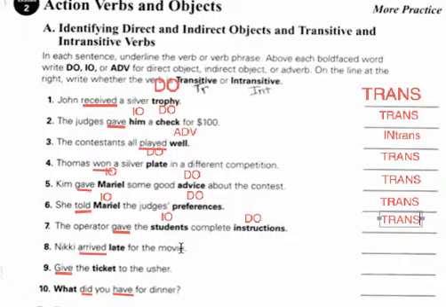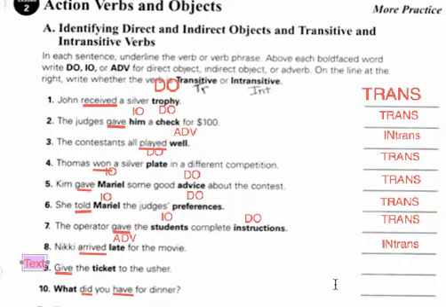All right, Nikki arrived late for the movie. Prepositional phrase, for the movie. Arrived late. She arrived what? No, it doesn't answer what. It answers when. So that makes late an adverb. Do we have a direct object? Is the action of the verb transferred to a direct object? No. We have an intransitive verb. Okay, you got it? You getting it? Yeah? All right.